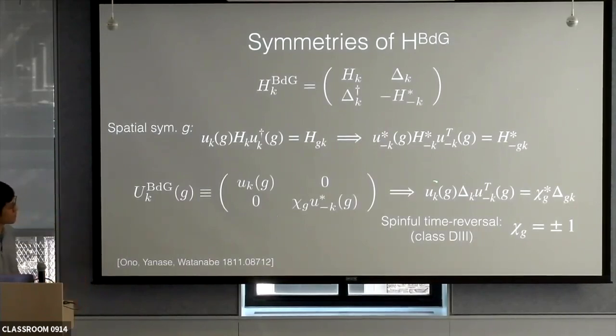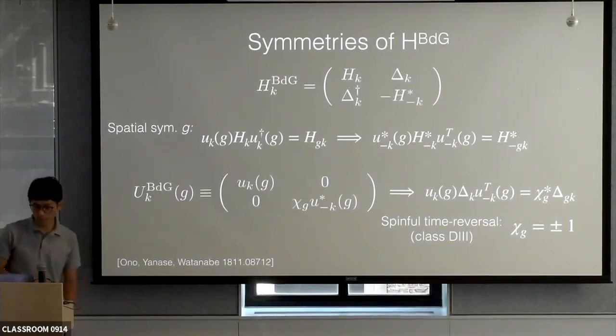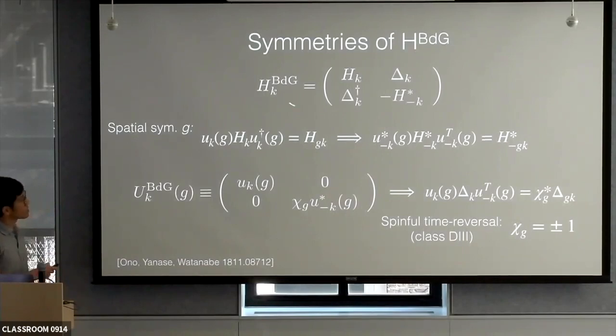But I think this is the most complicated slide of the entire talk, so bear with me. So I start with some BdG Hamiltonian, with a normal part and a pairing part, and we want to analyze how spatial symmetry acts on that. So we know what they do on the normal piece. You take your block Hamiltonian at some momentum k, you conjugate it by the representation of your symmetry g, and that relates you to the Hamiltonian at momentum gk, the point group part of that.